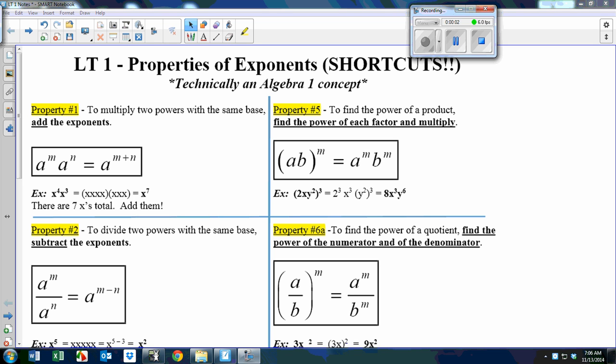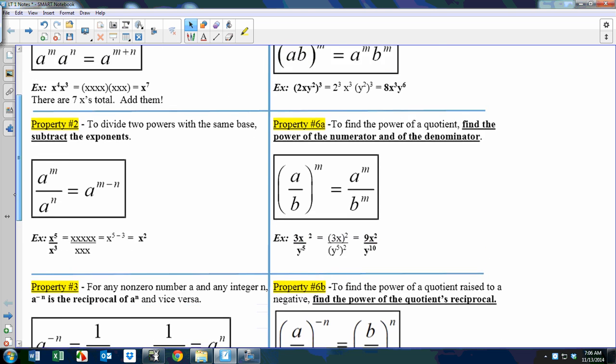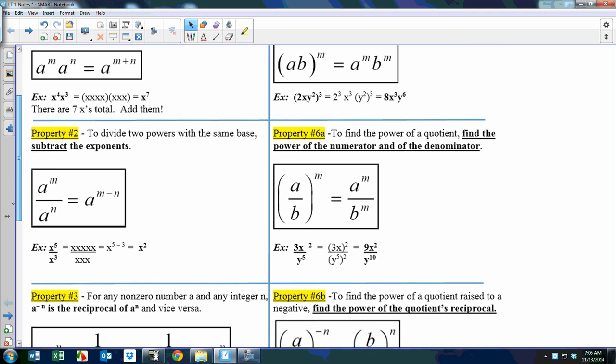All right, this video is for learning target 1 in the polynomial unit. We're just working with monomials in the first target, so we're going to be working with a lot of multiplication and exponents and all of the rules that come along with it. It's an Algebra 1 concept, broken down into properties.